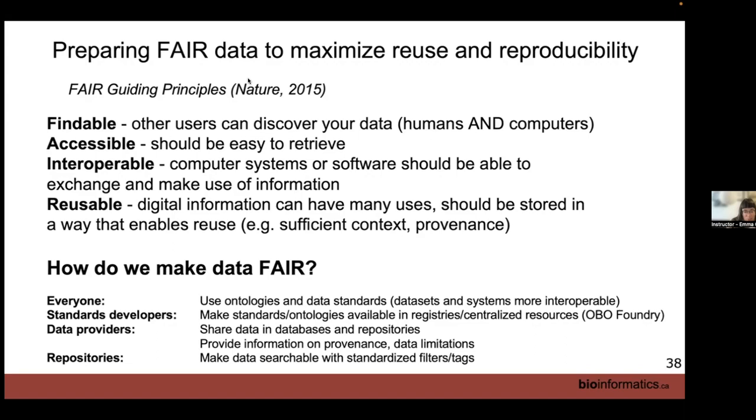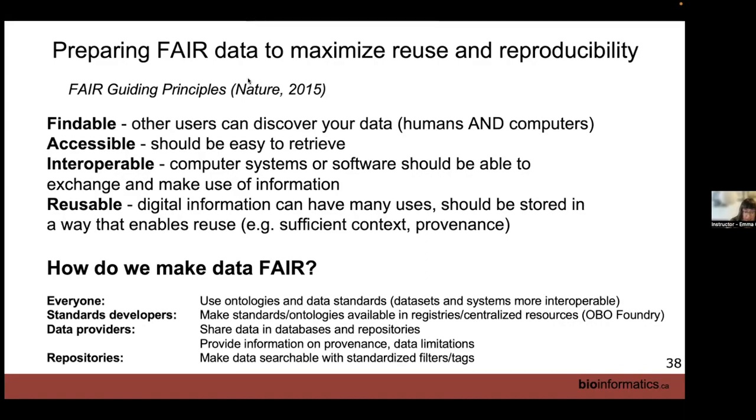So what are some of the ways that we can help make contextual data FAIR? Everyone has a role, and there are different things that people can do. For example, everyone can start using ontologies and data standards to make their data sets and systems more interoperable. Standards developers can make their ontologies and standards more accessible and findable by depositing them in registries. A lot of times folks in the community who could use these things don't, just because they don't know that they exist. So it makes it hard for practitioners to put these things into practice.